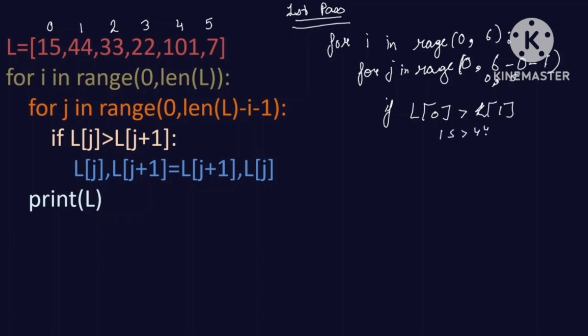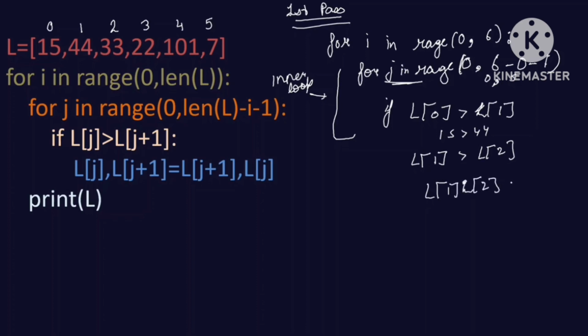So if L0 is greater than L1, let us see once again, 15 greater than 44, it will not do anything. And you know that if two for loops are there, the inner loop will completely execute, then the outer loop will execute. So L1 greater than L2, 44 greater than 33, true. That means L2 value will be initialized to L1 and L1 value will be initialized to L2. Swapping will happen. The values are exchanged.